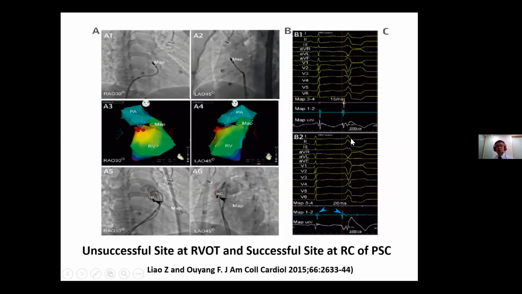Usually the lead one should be positive. And also you can see AVR and AVL. AVL is not very negative, or even a little bit isoelectric. And 2, 3, AVF is not, compared to the left cusp or anterior cusp, it is a little bit lower, shorter in amplitude.